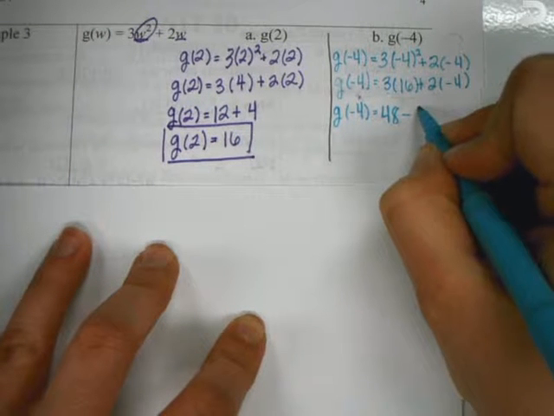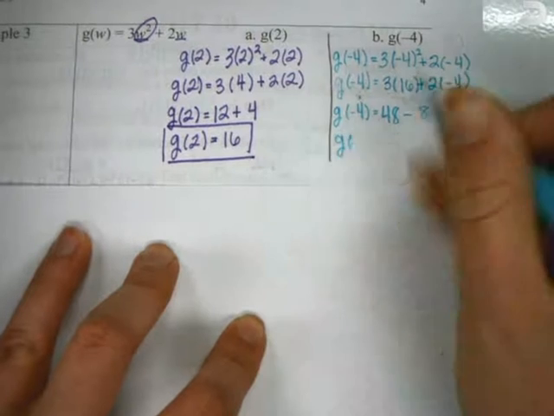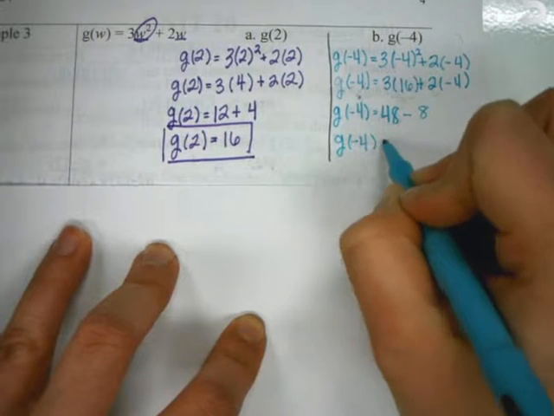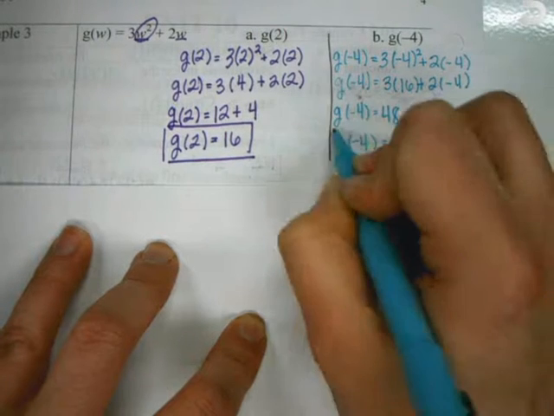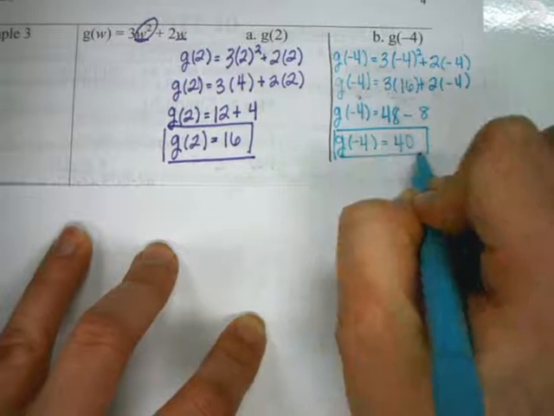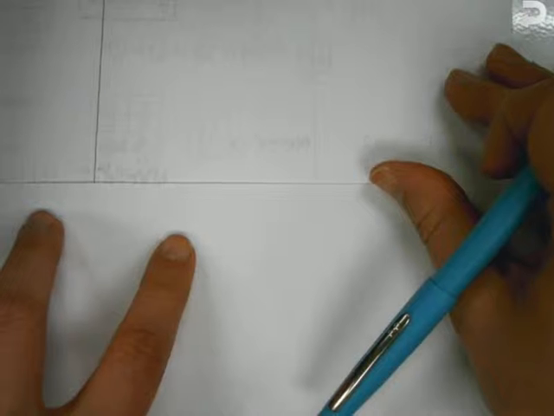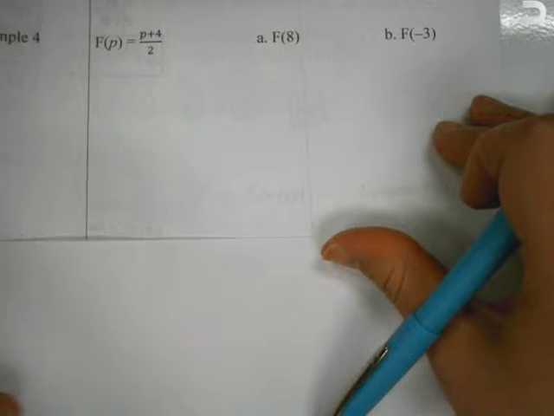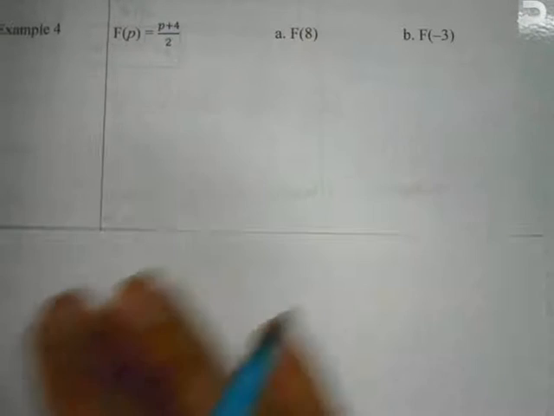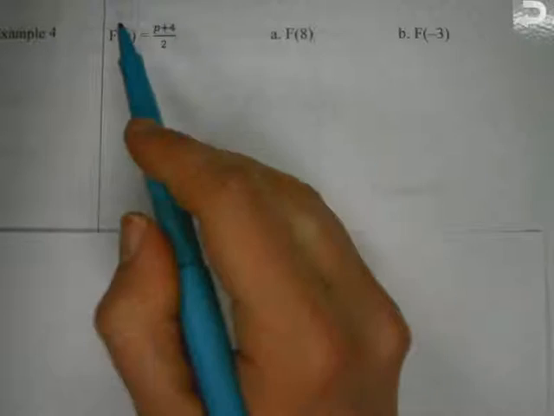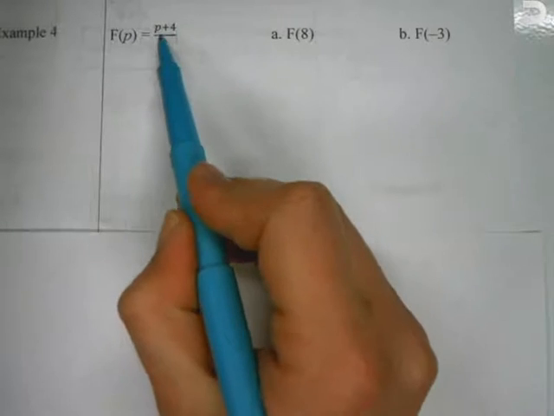Excellent. Let's do example 4, part A. You can do it with me if you want. Go ahead and see how you do. f of p equals p plus 4 over 2. I want you to find f of 8. So we plug in: f of 8 equals 8 plus 4 over 2.